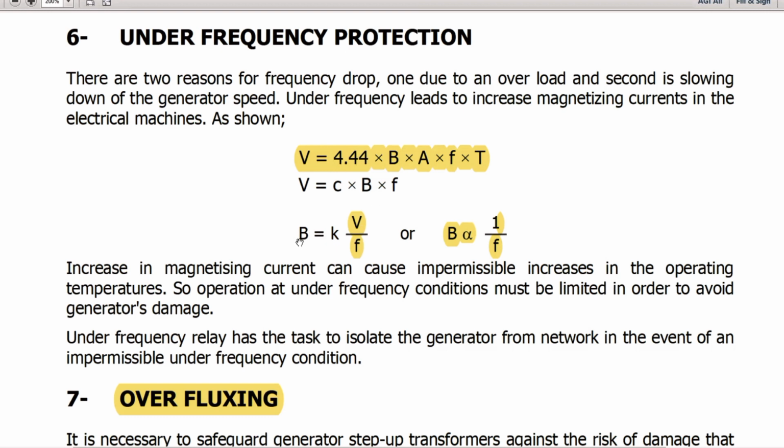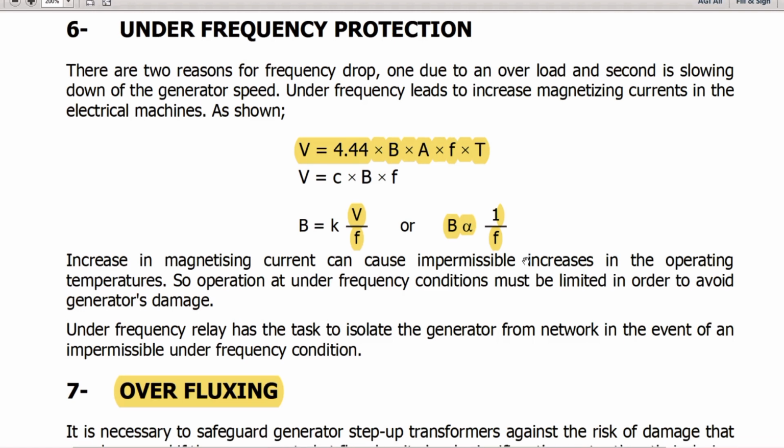So it means that the flux density B is equal to K times V over F, or B is inversely proportional to the frequency. It means that if our generator frequency has dropped, there are chances of overfluxing. If we operate our generator at a lower or decreased frequency at the same voltage, then the flux will increase in the core of the stator as well as the rotor. And because the same frequency will go to the transformer also, the overfluxing will occur on the transformer also.